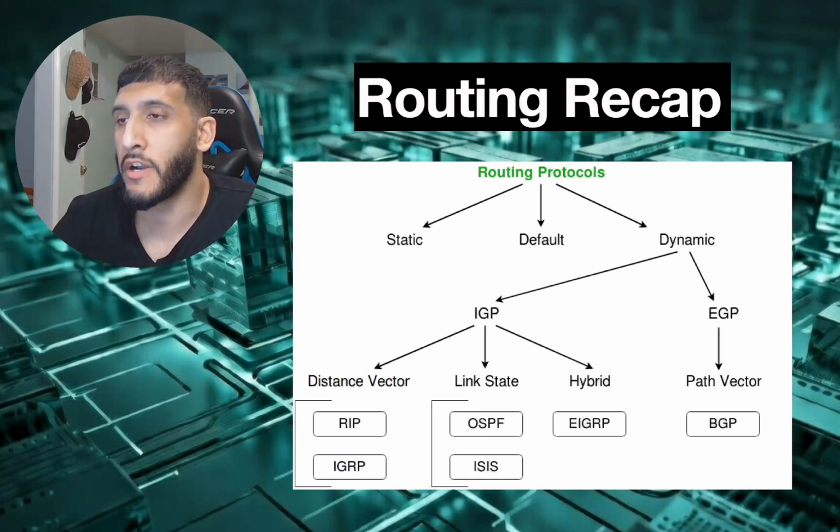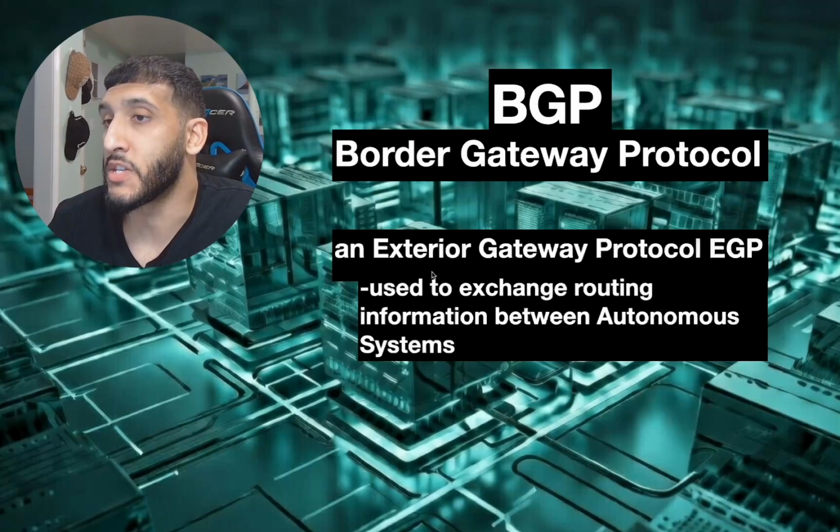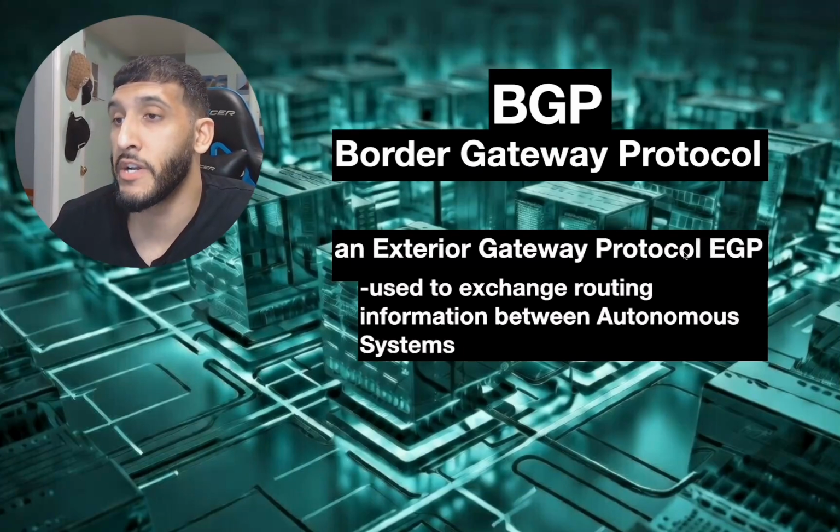There's 3 types of routing protocols: static, default, and dynamic. When it comes to dynamic routing protocols, they can be either IGP or EGP. IGP breaks off into several different types, but for EGP, it breaks off into one, and that's BGP. So what is EGP? EGP stands for Exterior Gateway Protocol. That means it's used to exchange information between autonomous systems.